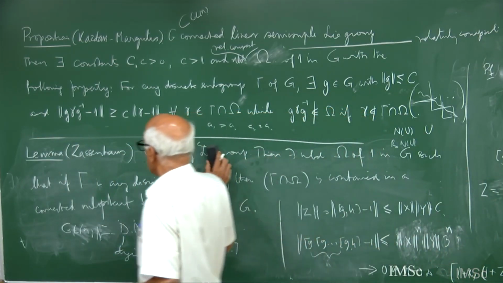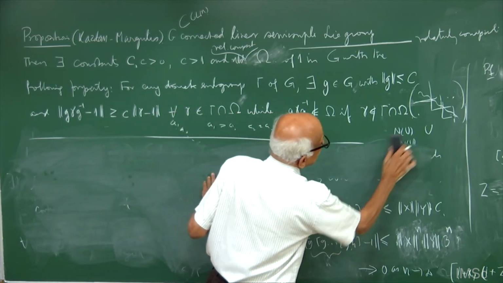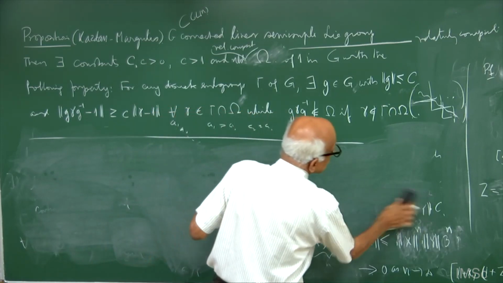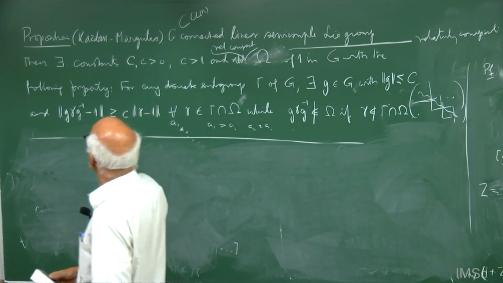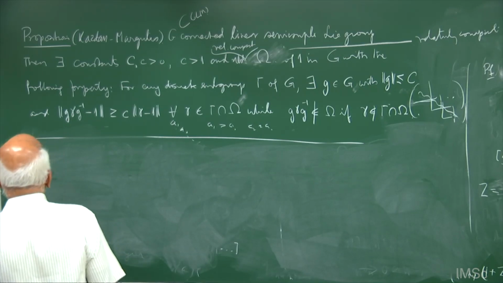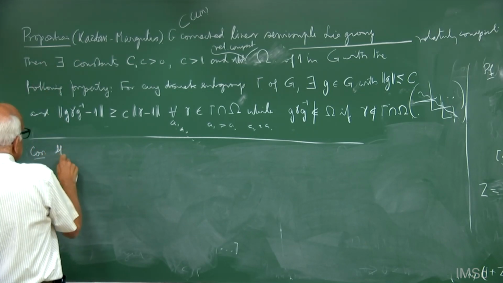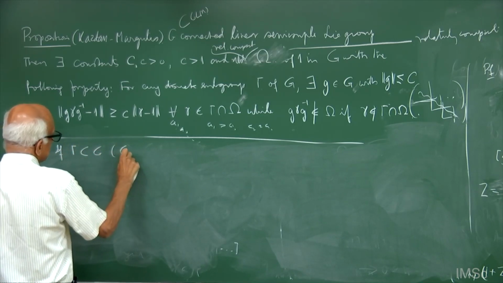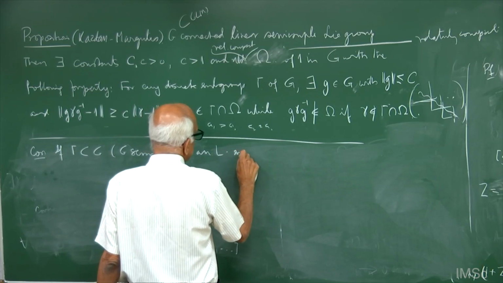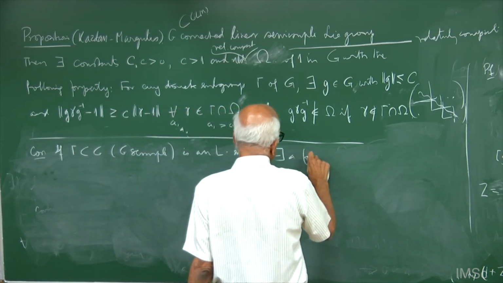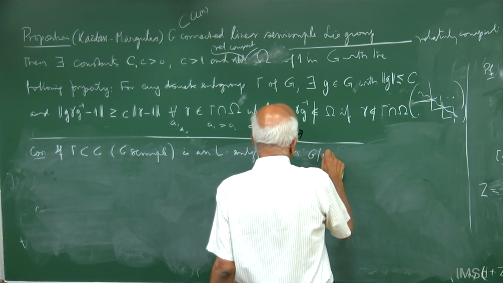Okay, now let me restate. From this corollary, we have the following: if gamma in G semi-simple is an L subgroup, there exists a finite subset with G mod gamma non-compact.